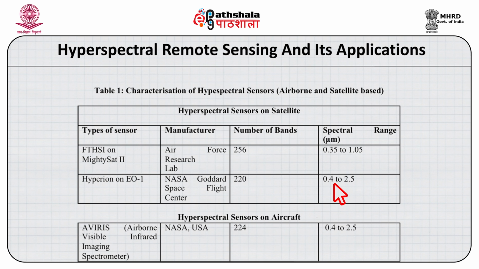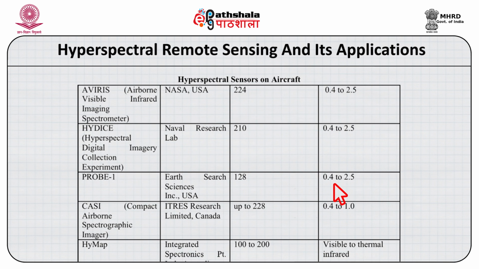Similarly, for hyperspectral sensors on aircraft, not only satellite, these are not so commonly used because once we have the Hyperion data, we are not using them that much. One is called the Airborne Visible Infrared Imaging Spectrometer, again a NASA product of the US, which has 224 spectral bands and a spectral range again of 0.4 to 2.5. Similarly, another sensor is HYDICE, Hyperspectral Digital Image Collection Experiment. It is a naval research product which has 210 spectral bands and the same region.